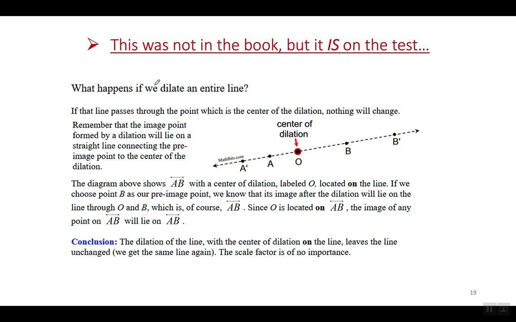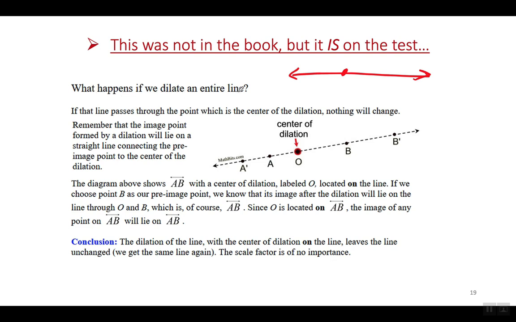So what happens if we dilate an entire line? All right, so look, pretend we have a line, right? Remember that a line goes into infinity in both directions, right? So if I dilate the line and I make it bigger or smaller, a line is still going to go into infinity in both directions. All right, so the point of the questions that are coming up are this. If the center of dilation, when you dilate a line, is on the line, then the line is going to stay exactly the same.